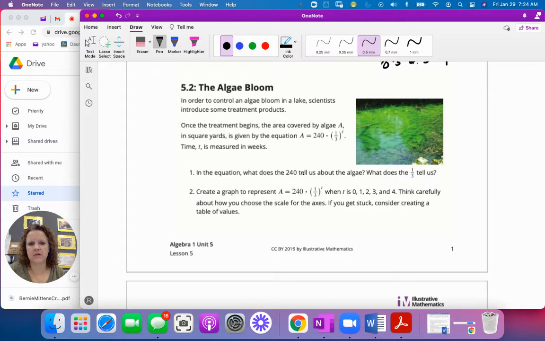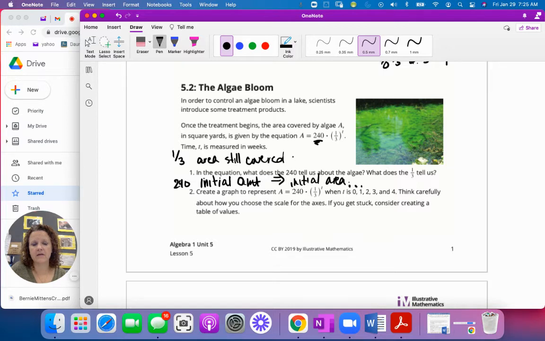So in the equation, what does 240 tell us about the algae? 240 is our initial amount. What's amount mean? It's our initial area. Right, and what does the 1/3 tell us? So 240 is our initial amount, so I'm going to write up here. 1/3 would be the area still covered from the previous week.